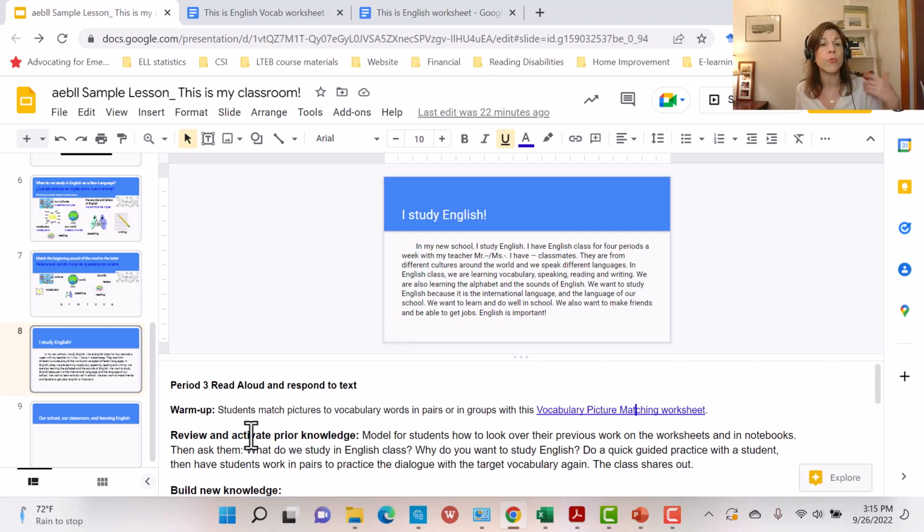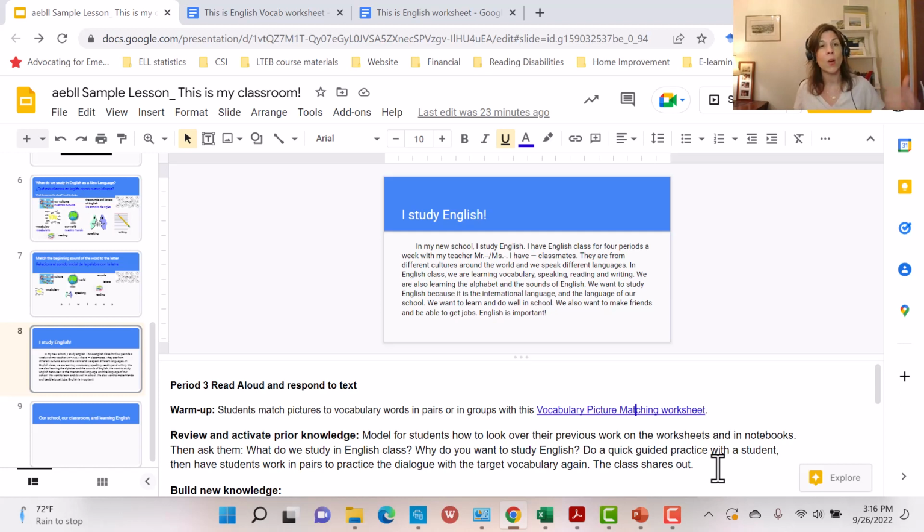We're going to review and activate prior knowledge around the topic. So model for the students how to look over their previous work on the worksheets and in notebooks. Ask them, what do we study in English class? What do you want to study? Why do you want to study English? Let's do a quick guided practice with the students to demonstrate how to have this conversation. And then we can put students into pairs to do this little repetitive dialogue.